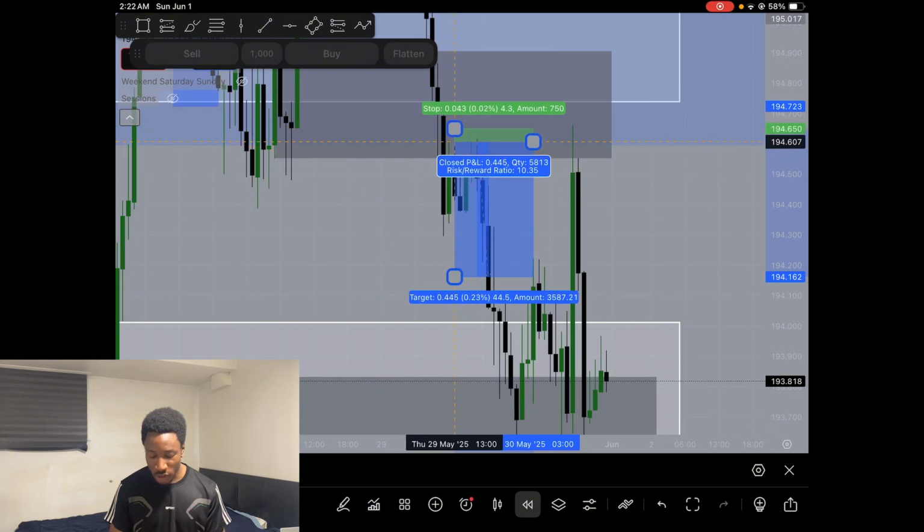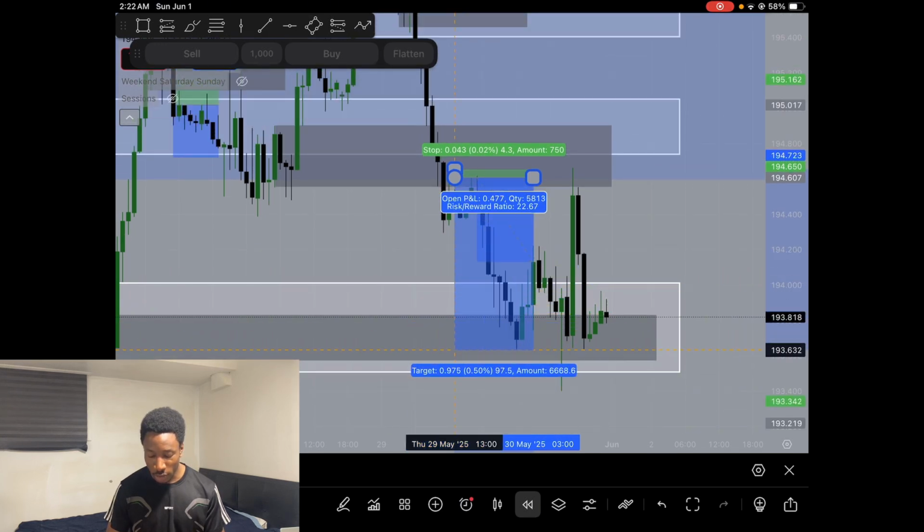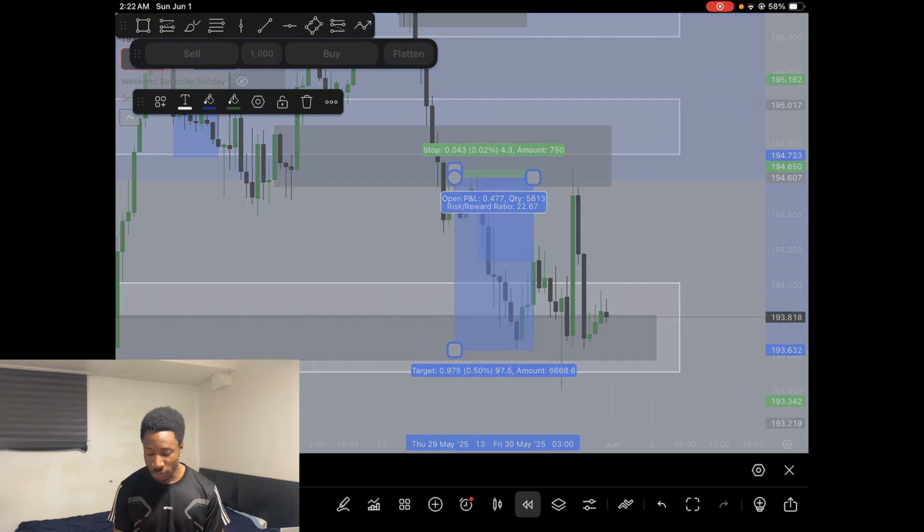Now that drawdown was a 1 to 10. Imagine if you had held this trade all the way down there. Now it has turned into a 1 to 22 risk to reward. Why? Because you have maximized the 1 to 2 risk to reward. But this is basically what the SDI entry model is. And guys, this SDI entry model also works in the daily time frame. I'll give an example again in the daily time frame.